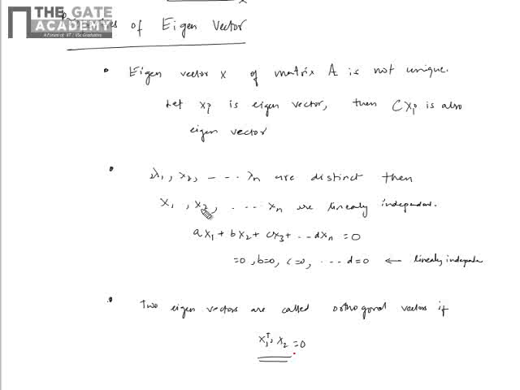And for eigenvectors you just need to remember that for a given eigenvalue, the eigenvectors are not unique. That's it.